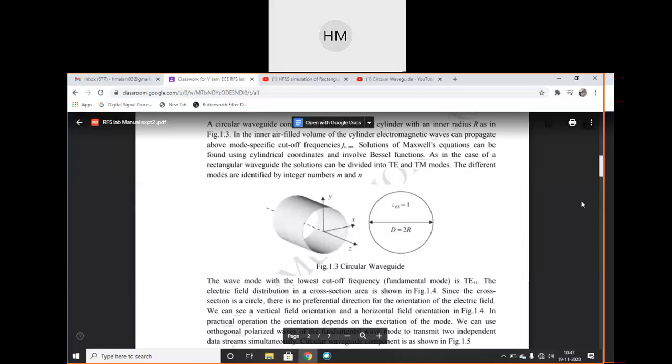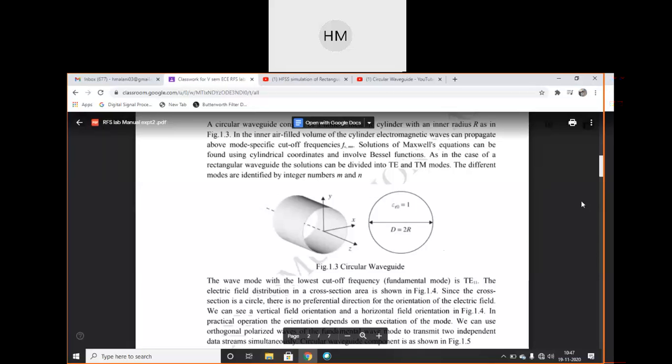But we are starting with the basic mode, that is the fundamental mode, which is having the lowest cutoff frequency. So that is for M and N 1. The electric field distribution in a cross section area is shown in figure 1.4. Next figure you will see the cross section area of this.